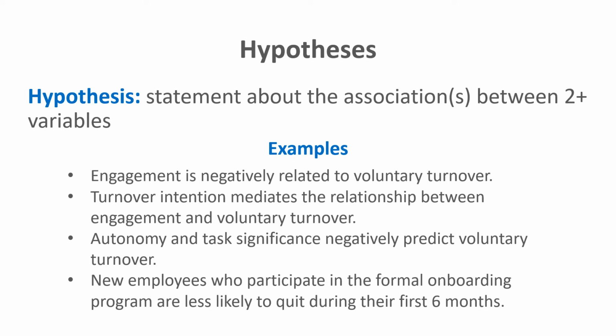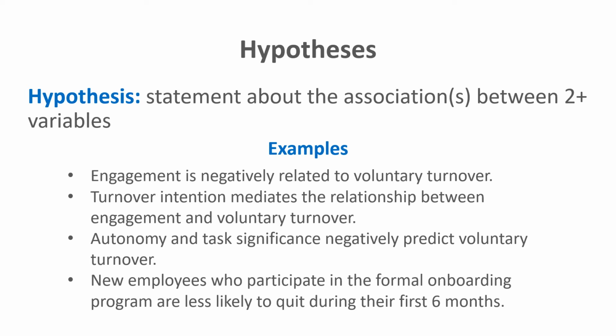The other examples include autonomy and task significance negatively predict voluntary turnover. And this is just another way of saying that we can actually hypothesize more than one variable being associated with another variable. We could say that it's actually two variables we expect to be related to a third variable. And then finally, new employees who participated in the formal onboarding program are less likely to quit during their first 6 months. And so this implies some kind of intervention that took place.